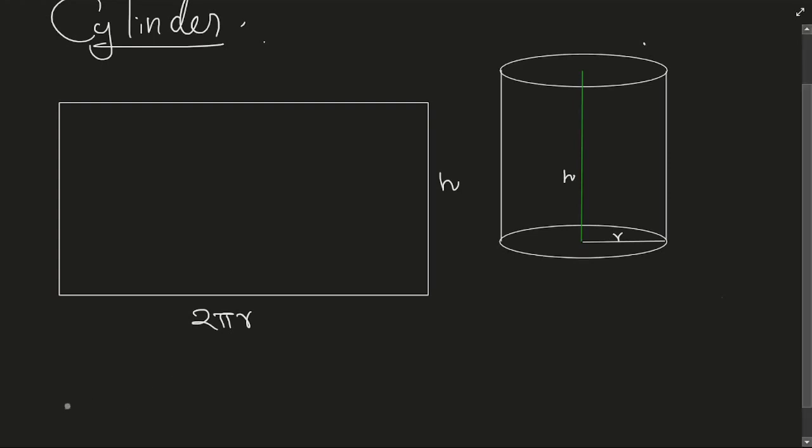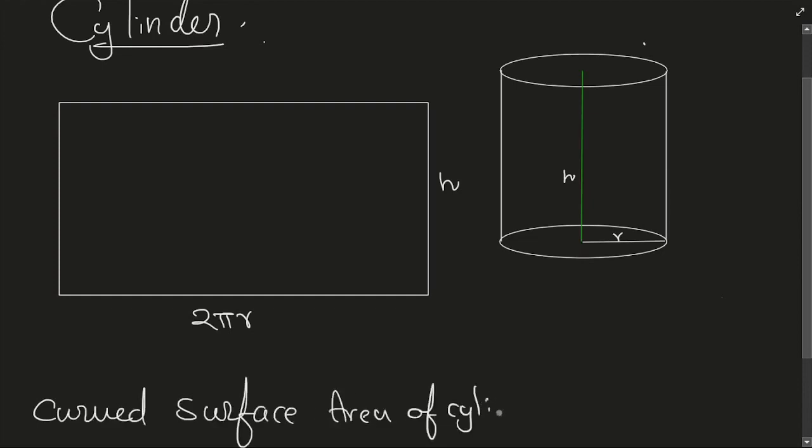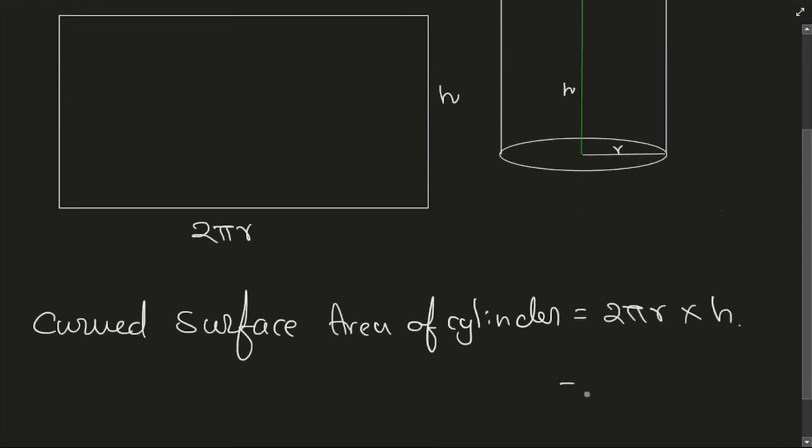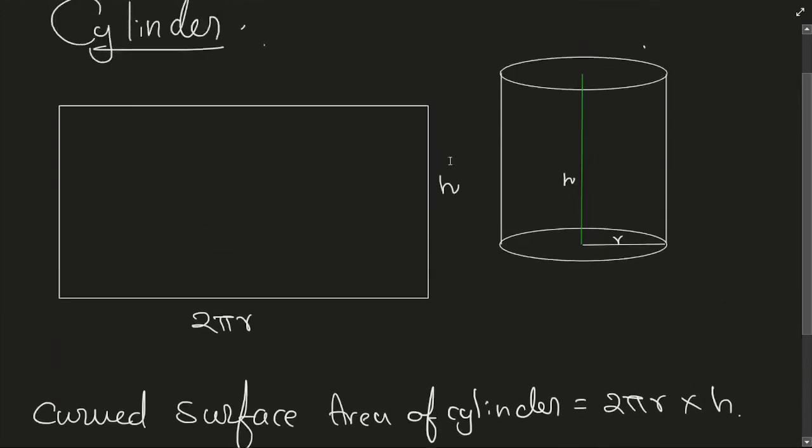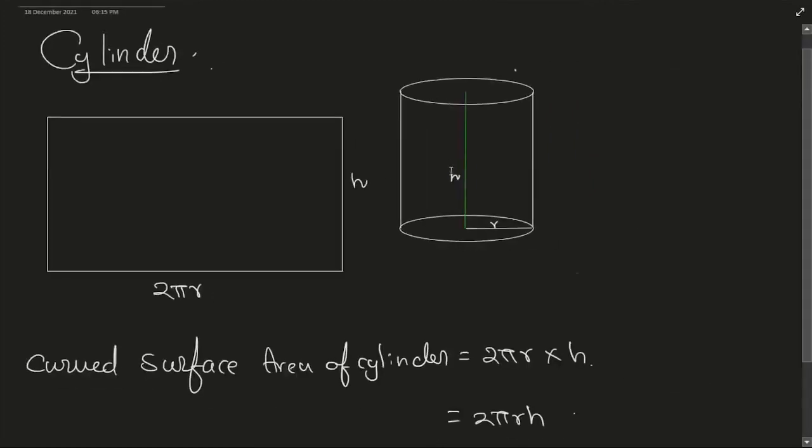So what we can say is, the curved surface area of a cylinder is 2 pi r into h, which gives you 2 pi rh. Understood? Why the curved surface area of a cylinder is said to be 2 pi rh? Clear? After that, the next is the total surface area of the cylinder.